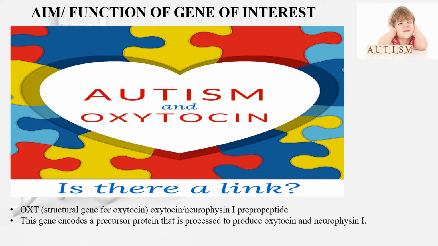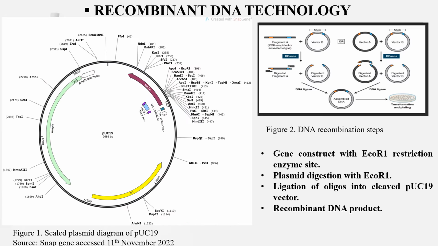The gene that codes for oxytocin is the OXT gene, and I'll be talking about the recombinant DNA technology. For the insertion of my gene of interest into a vector, I used the pUC19 cloning or expression vector. I use it because of its excellent features like its high copy number, the reporter gene, the origin of replication, lac promoter, multiple cloning site, detectable marker amongst others.